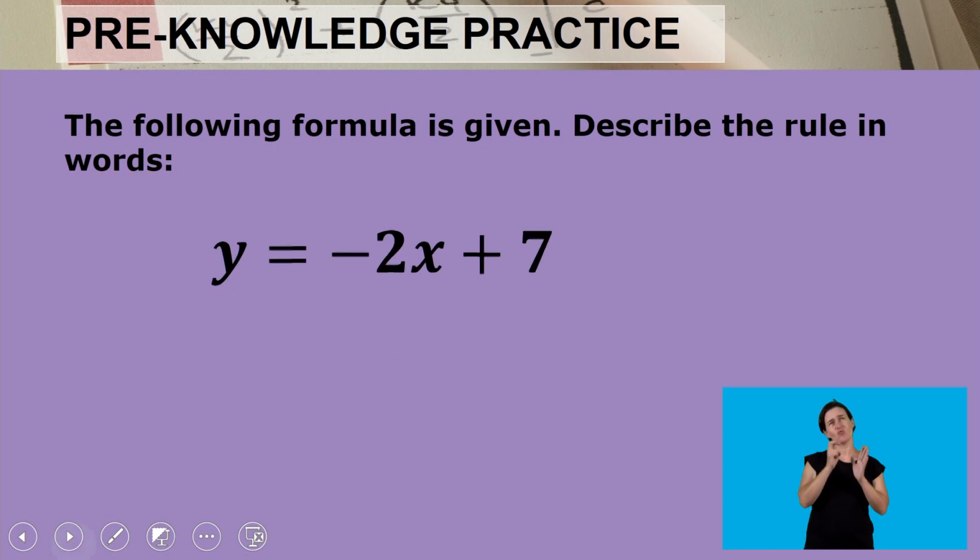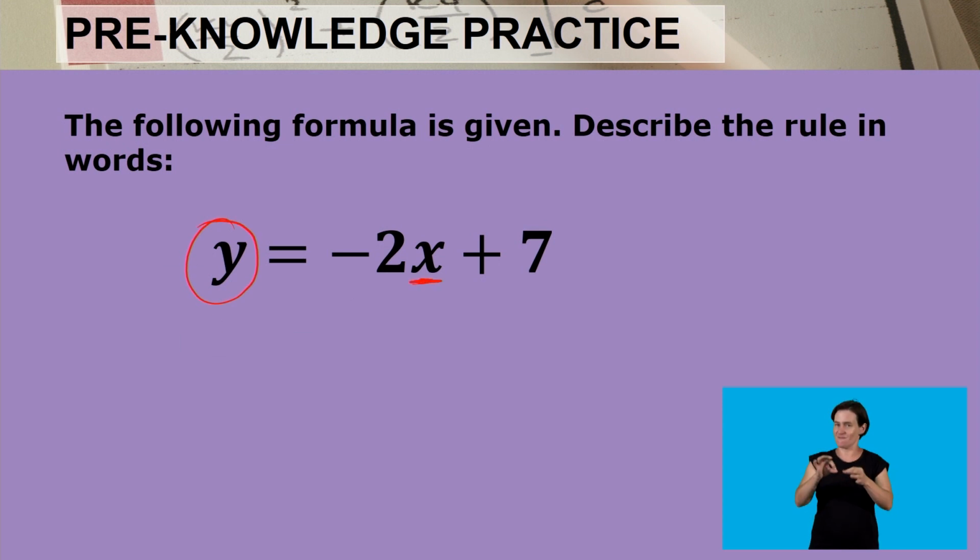Let's look at another rule that we can describe in words. The next formula that we have been given here is y = -2x + 7. How are we going to describe this in words? Remember that y is our output value and x is our input value. So how do we get our output value, since this is the result from this formula? Well, we multiply our input value by negative 2, and then we add 7 to that product. And this is us describing that rule in words.